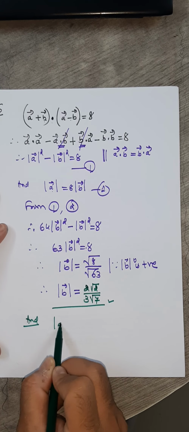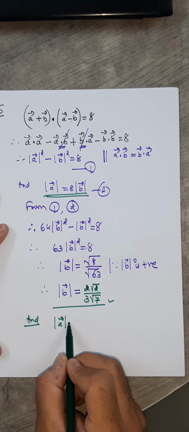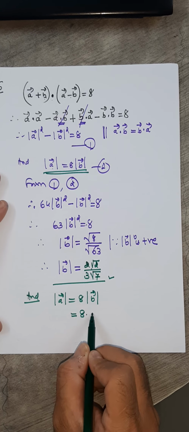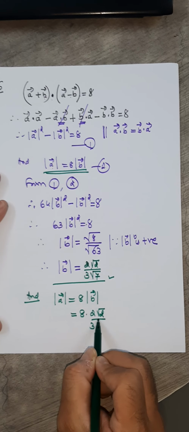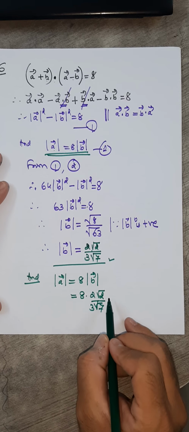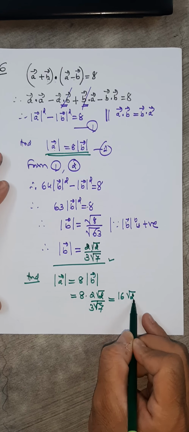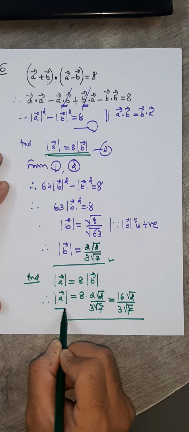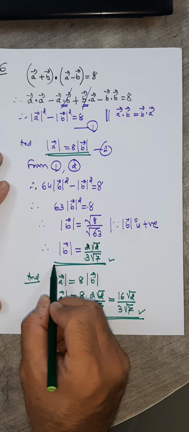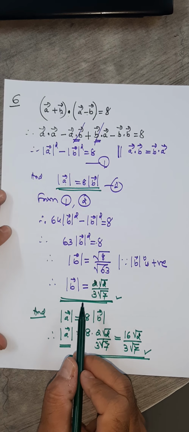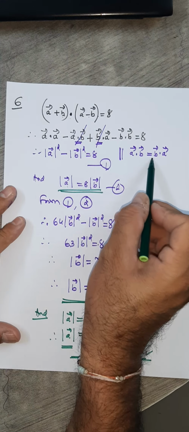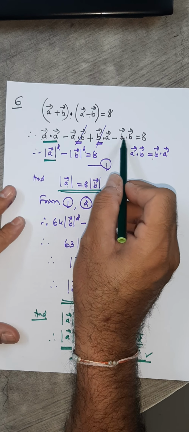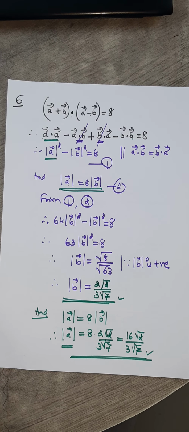Now magnitude of A equals 8 times magnitude of B, and magnitude of B we already found, so that is 8 into 2 root 2 by 3 root 7. So you get 16 root 2 by 3 root 7. That's your answer, the magnitude of A. The important one is the first step, which is the distributive property. Remember, I used the commutative property. A dot A is magnitude of A whole squared, and vector B dot vector B is magnitude of B whole squared.